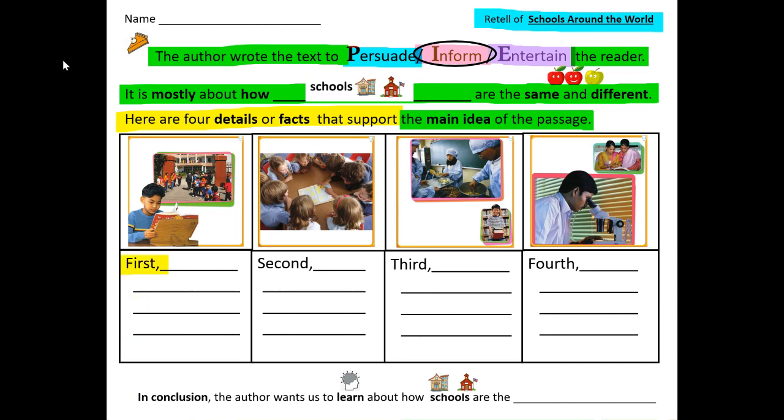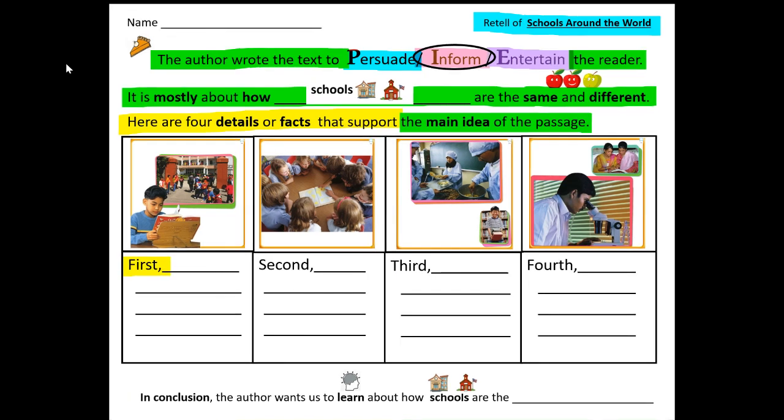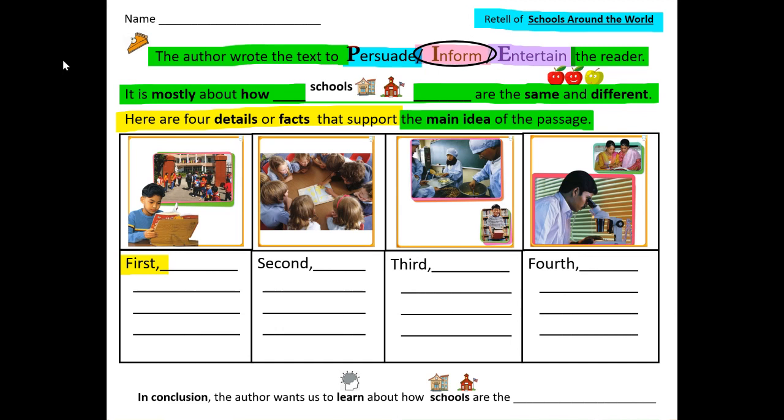First, children go to school. Why? First, all children go to school to learn. School buildings can be different because of the climate and community resources.